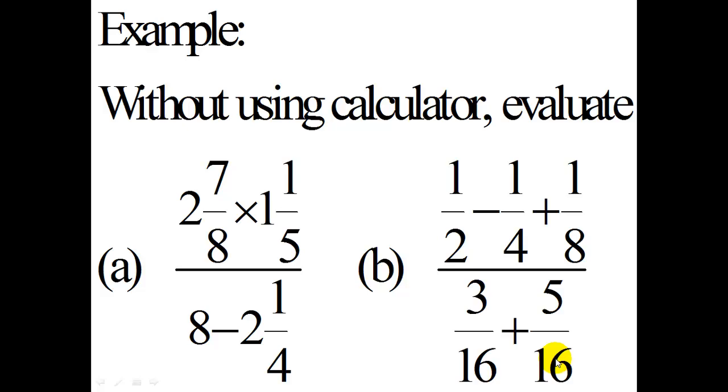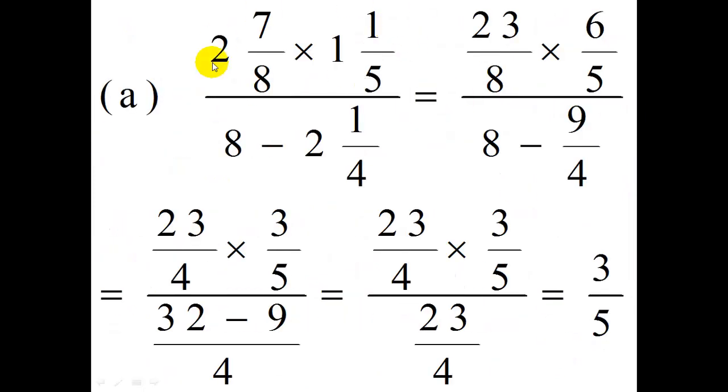Let's see how best we can solve this problem. Now 2 whole number 7 over 8 times 1 whole number 1 over 5, all divided by 8 minus 2 whole number 1 over 4. This is equal to, now let's convert all the mixed fractions to improper before we simplify.